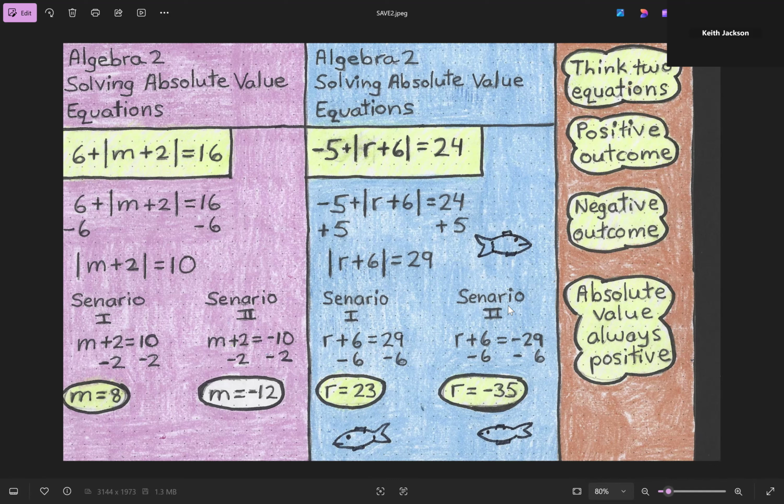Then let's go to scenario two, in which we have r plus 6 is equal to a negative 29. Subtracting 6 from both sides, r is equal to a negative 35. All right, if we plug that in, we should be okay.